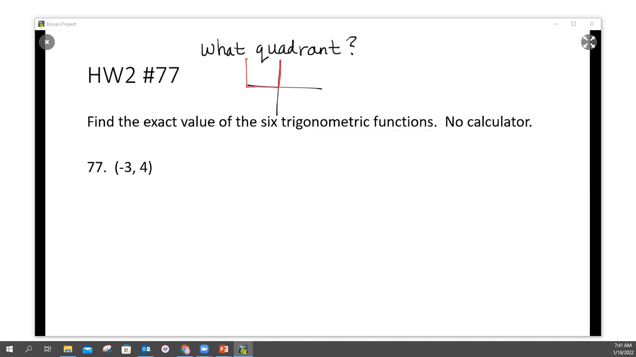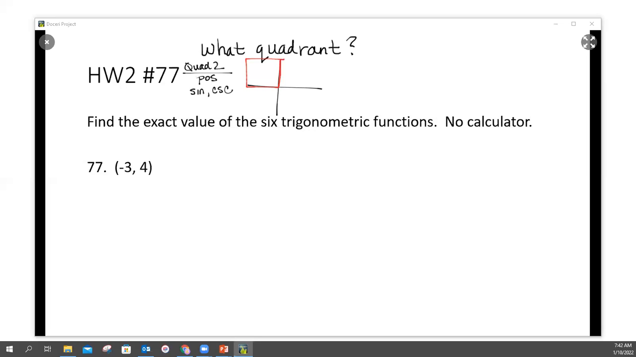I'm in this quadrant. Because we have to do all 6, sine is positive in quadrant 2. My positive values are sine and its sister. That's what's positive. Everything else is negative. That's important, because we need to make sure we assign the right sign, positive or negative.